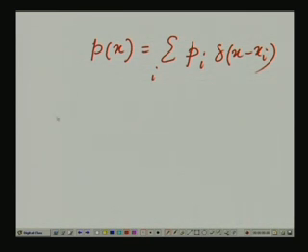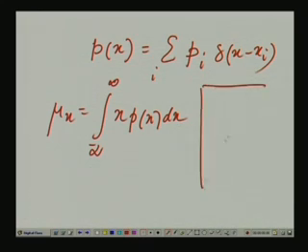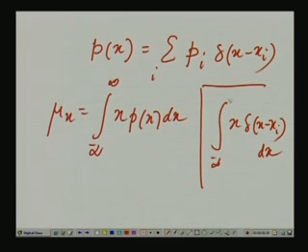In this case, obviously mu x is nothing but, as before, the integral of x p(x) dx from minus infinity to infinity. You substitute p(x) by this, but as you know, if you do this integral, any integral of x delta(x minus x_i) dx from minus infinity to infinity, what you get is x_i. The impulse has 0 value everywhere except at x equal to x_i, where it is actually pointing to infinity, but the integral will be 1.